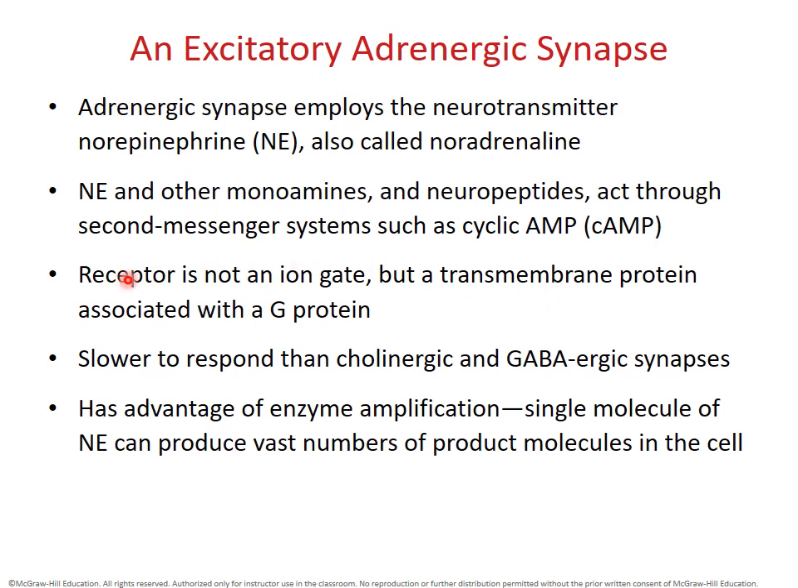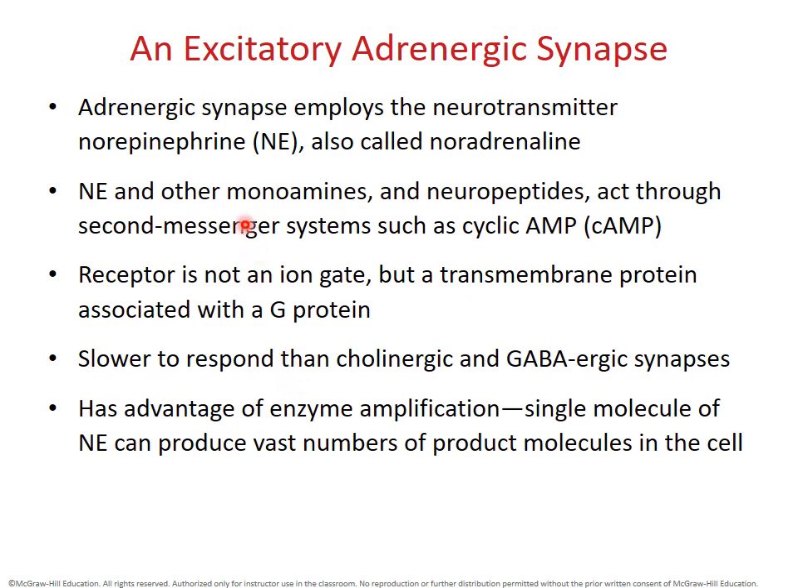And usually, in this particular case, in the adrenergic synapse, the receptor molecule is a transmembrane protein that's complexed with a membrane protein called the G protein. So the G protein is essentially the anchor in the membrane, and the receptor molecule is attached to that G protein. We don't get immediate responses from these types of synapses because it takes a little while for the second messenger to diffuse through the cell and have an effect.